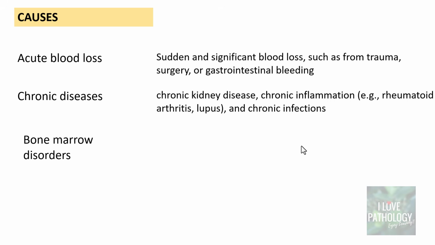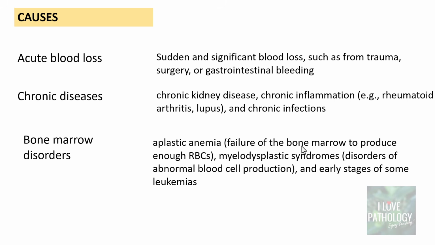The third important cause is bone marrow disorders like aplastic anemia, where there is failure of the bone marrow to produce enough red blood cells. It can be myelodysplastic syndromes, which is basically a disorder of abnormal red cell production, or sometimes in early cases of leukemias, you find normocytic normochromic anemias.